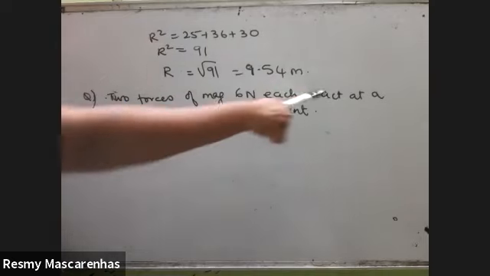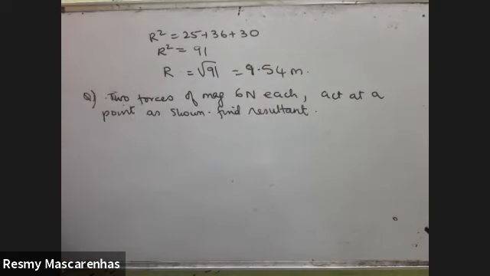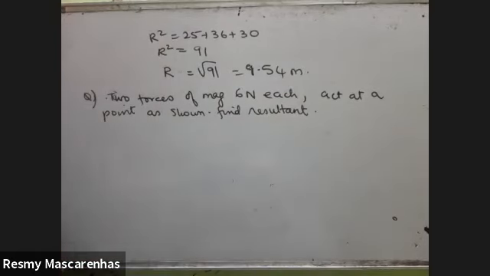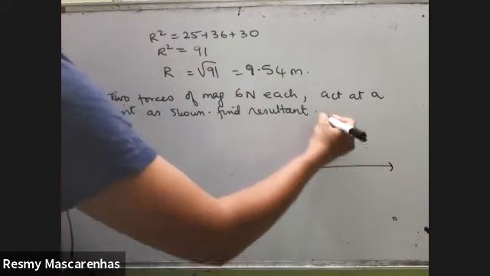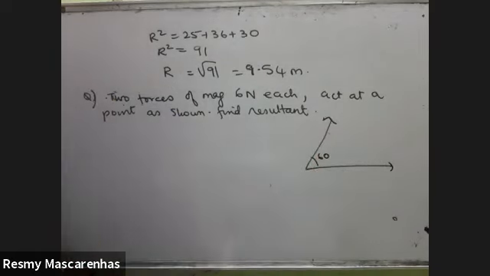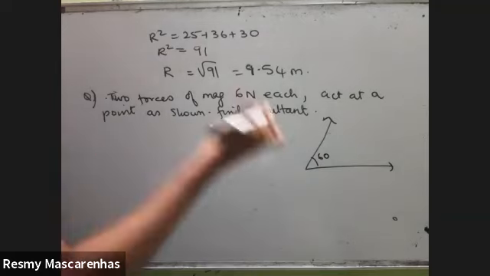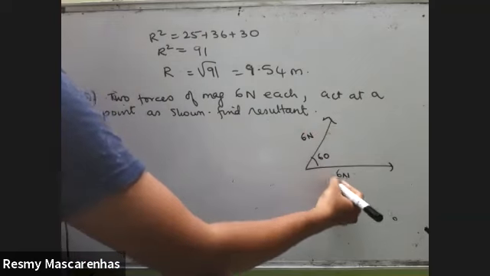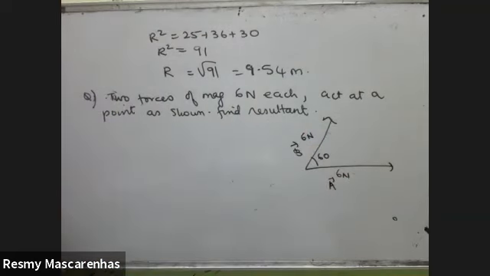So two forces act on a point as shown in this. So find the resultant. The figure is given to you all. This is 60 degree and this is 6 Newton. This is 6 Newton. We'll take it as A bar. We'll take this as B bar.